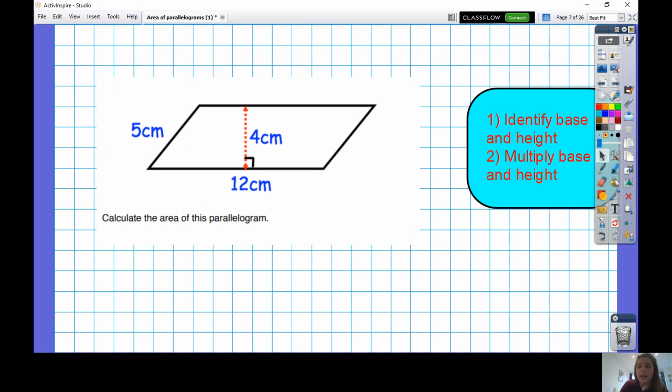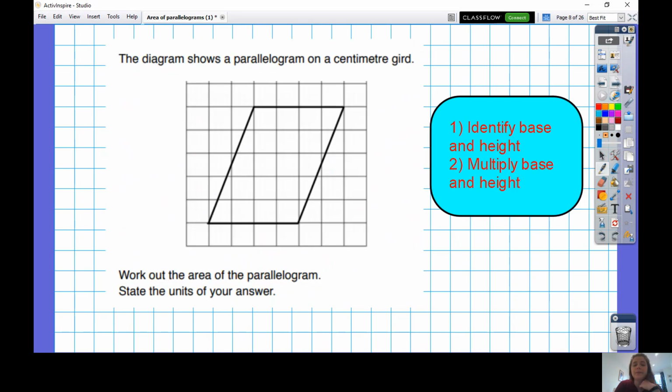This is not the right angle here, so I'm looking at this being the base and this is the perpendicular height. Therefore, I'm doing 12 times 4. What is 12 times 4? Well done if you said 48. And what's my unit of measurement? Well done if you said centimetres squared. So identify what the base and height actually is and then multiply.